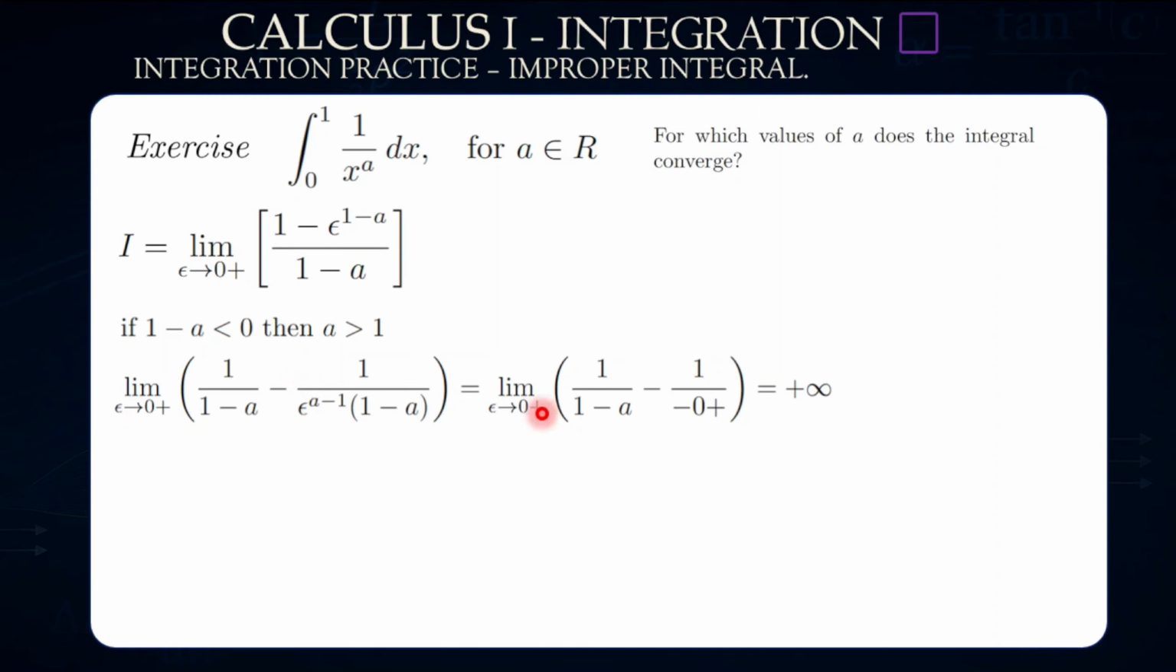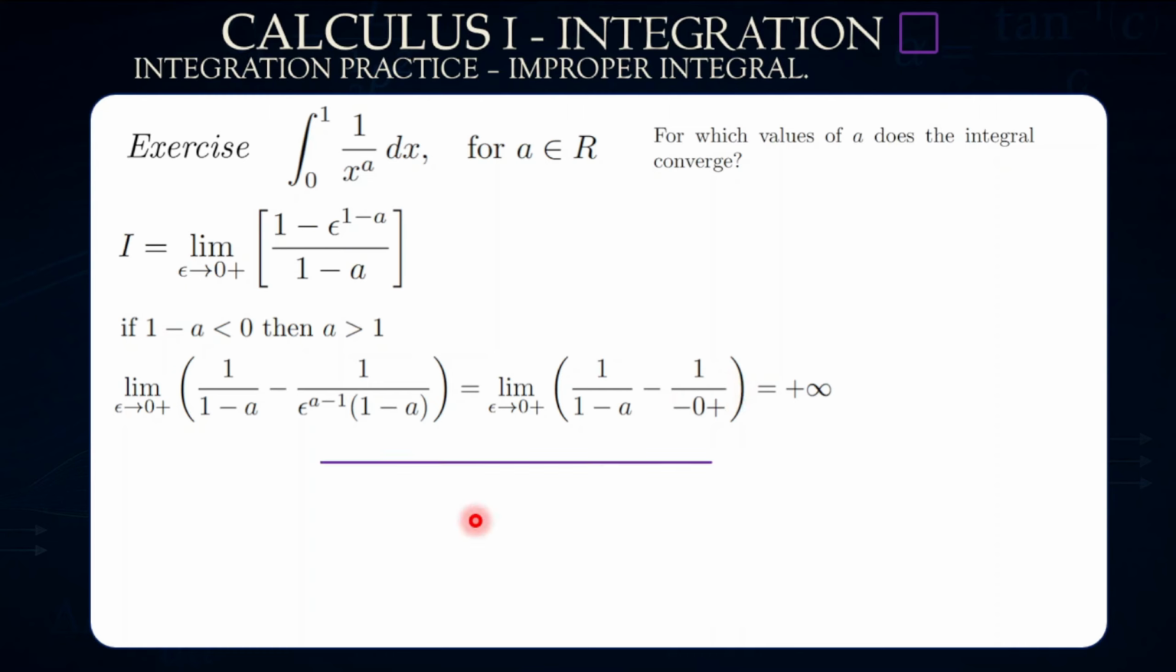The limit as epsilon goes to 0 plus of 1 divided by 1 minus a, minus 1 divided by 0 plus, which is epsilon, and you have a negative sign behind it because a is greater than 1. This gives you the limit as epsilon goes to 0 plus of 1 divided by 1 minus a, minus 1 divided by 0 plus, and since a is greater than 1, the denominator is negative, minus multiplied by minus gives you plus 1 divided by 0 plus, which is plus infinity, so the limit diverges in such a case.